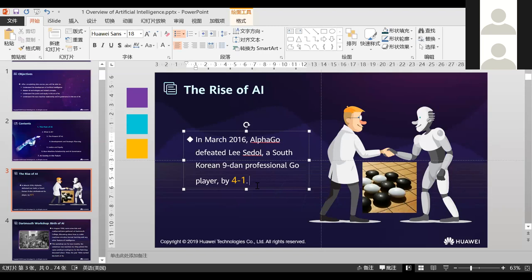But at that time, people were not that impressed, because we all thought that Go is the most complex board game in the world. Deep Blue defeated the World Chess Champion by brute force, but for Go, we could never solve it by brute force. Go has been played by human beings for about 2,500 years, and it is the oldest board game still being played today. So Go cannot be solved by brute force, and it cannot be predicted.